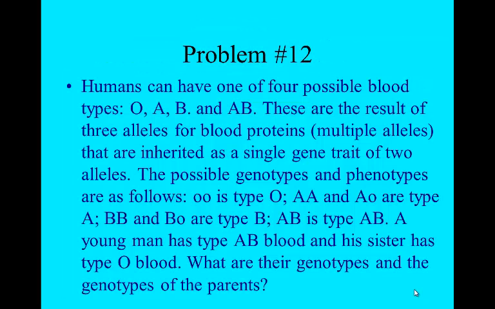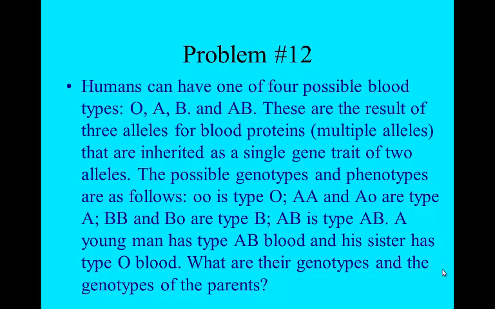Okay, so problem 12 in your problem set describes the 4 possible blood types. And again, I like the way that they use the possible types. People who are OO are type O. People who are AA or AO are type A. BB or BO are type B. AB is type AB. So you have a young man who's type AB and his sister has type O blood.